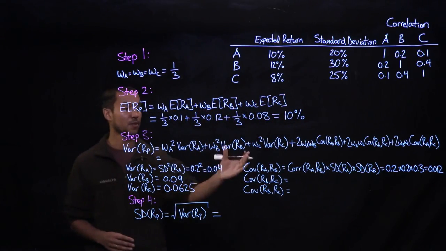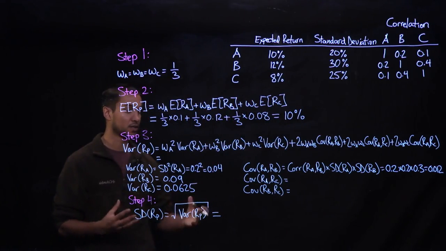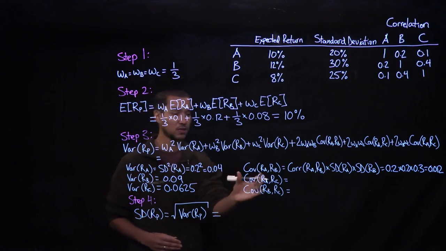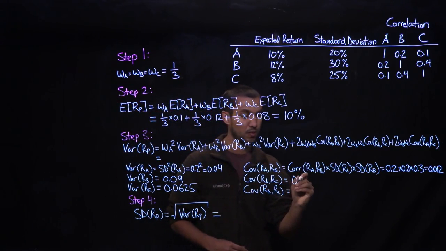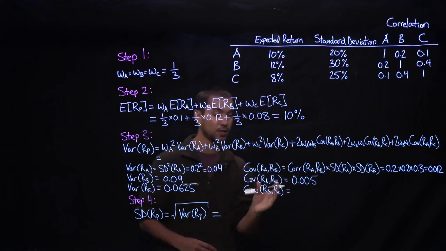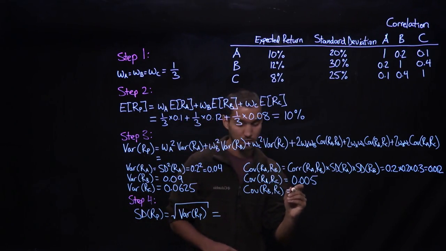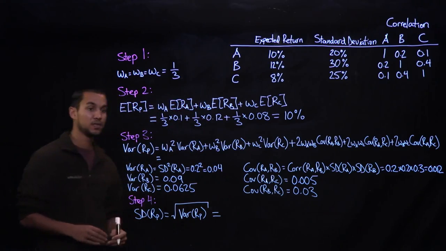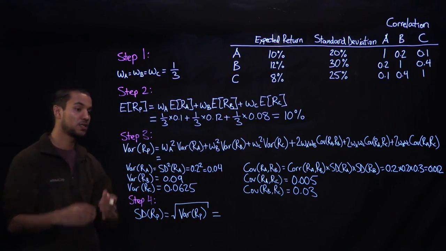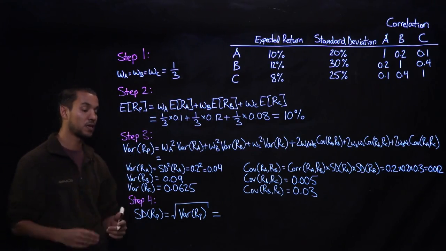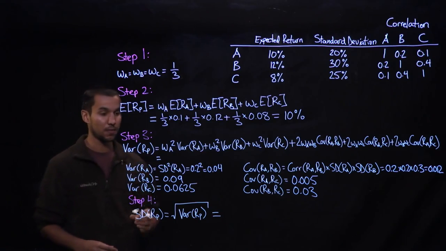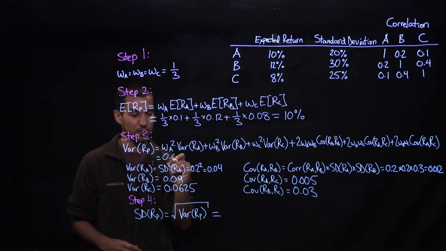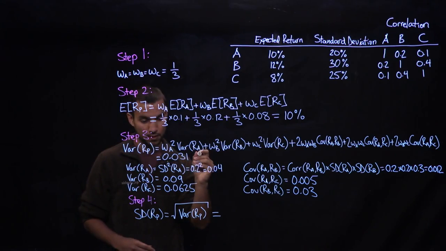And so we can go through the same process and calculate the covariance between stock A and stock C, and the covariance between stock B and stock C. When we do that, we find that this covariance is equal to 0.005, and the covariance between stock B and stock C is equal to 0.03. And so now we have all the information we need to plug into our variance equation. And when we plug everything in, we calculate that the variance on the portfolio's returns is going to be 0.03183.